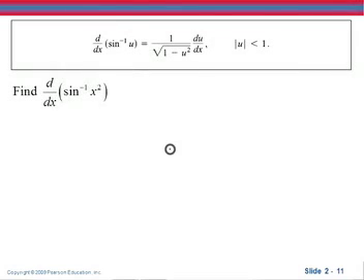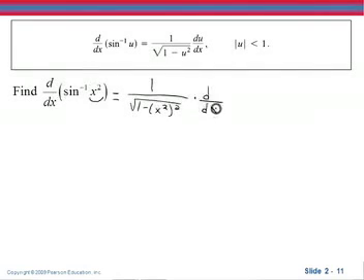Now, when we look at this example, our u here is going to be x squared. So that's our u function. So the derivative of the inverse sine of x squared is 1 divided by the square root of 1 minus x squared squared times the derivative with respect to x of x squared.